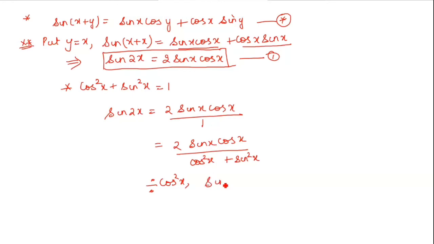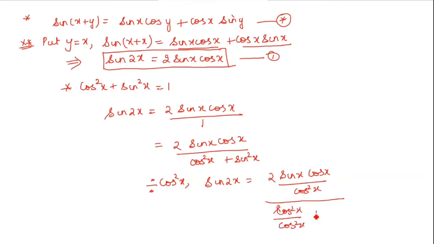So sin 2x is equal to, numerator is 2 sin x cos x divided by cos square x. Okay, whole divided by, here you have cos square x by cos square x plus sin square x divided by cos square x. So what happens here? Cos x cancel, this cos square x cancel, sin by cos, you know it is tan.